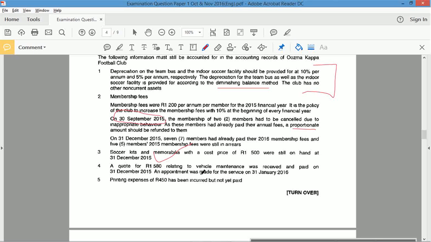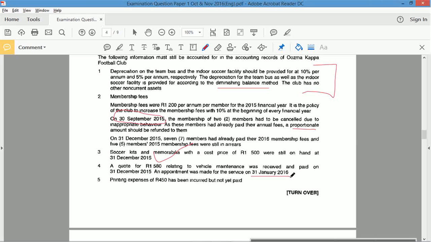A quote for that related to vehicle maintenance was recovered and paid on that. An appointment was made for the service on 31st of January. Okay, notice this is 31st January. Is this belonging to this year? No, it's not. What year? Okay, wait. We're 2016. So it's not. So you received a quote. They quoted you, and when you're going to pay, when you're gonna get the service. Next year. Correct. So what is this viewed as?